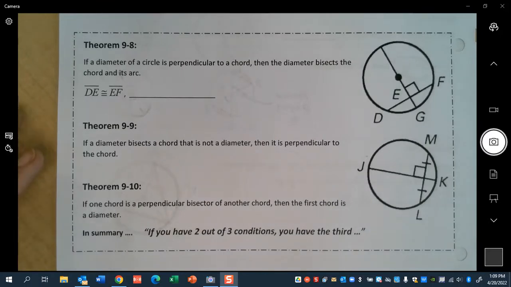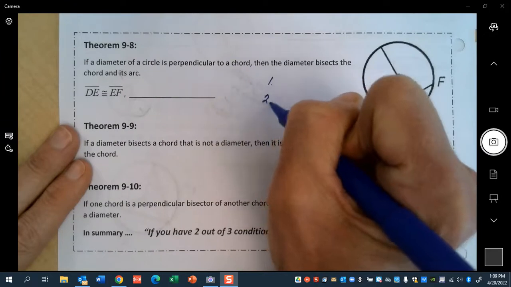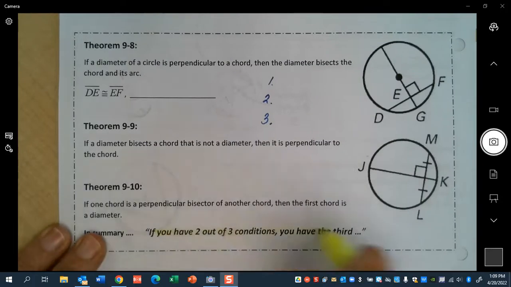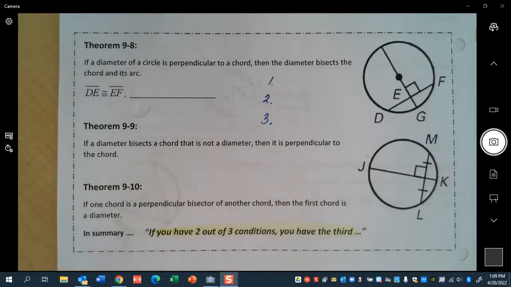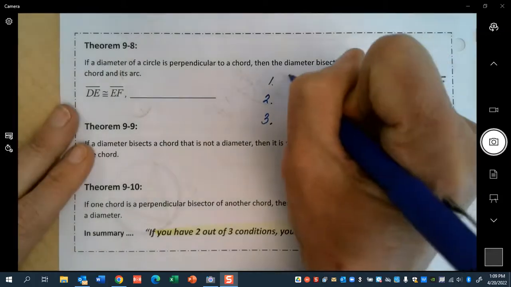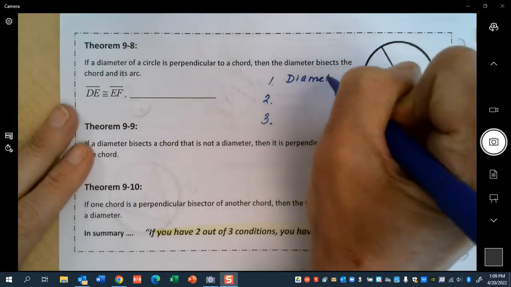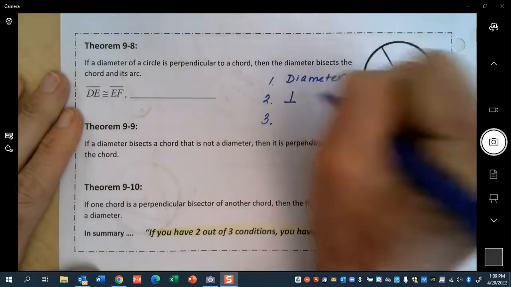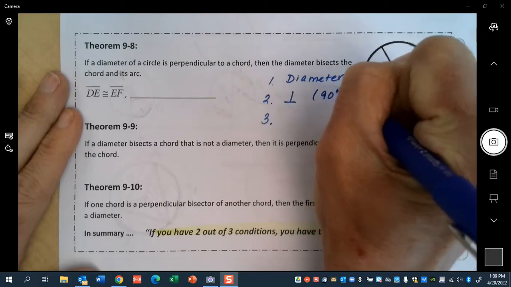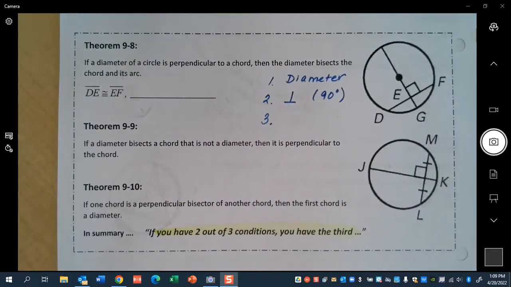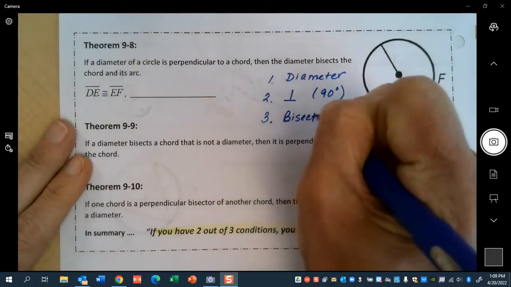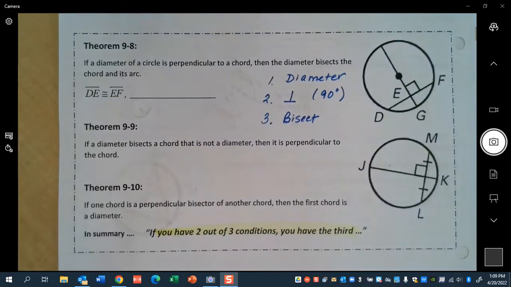We're going to talk about 3 different things. And the rule of thumb is anytime you have 2 of them true, you have the third. We're going to talk about diameters, which is a chord that goes through the center of the circle. We're going to talk about perpendicular lines, which means they intersect at 90 degrees. And we're going to talk about bisectors, which means it's cut equally into 2 pieces.